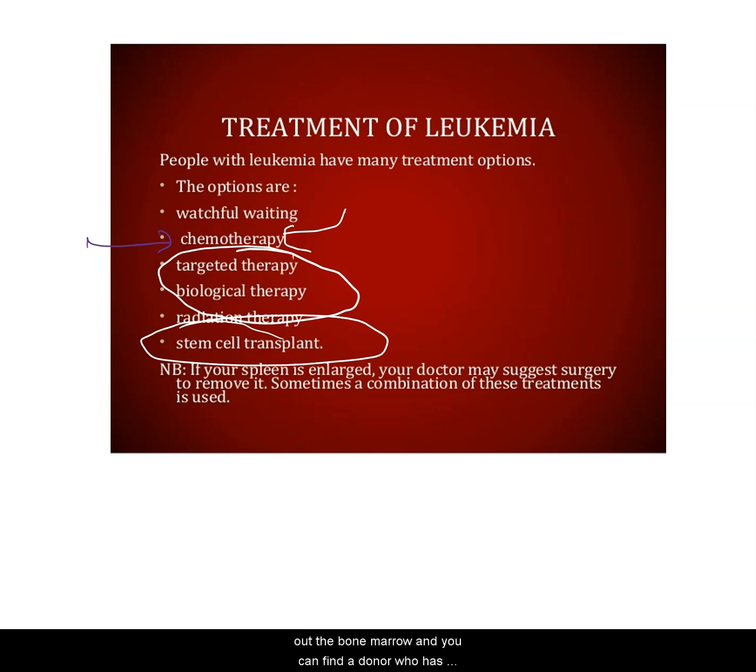So if you can wipe out the bone marrow and you can find a donor who has bone marrow that will work in your body, that your immune system won't reject, then you're cured because they just destroy all your bone marrow.